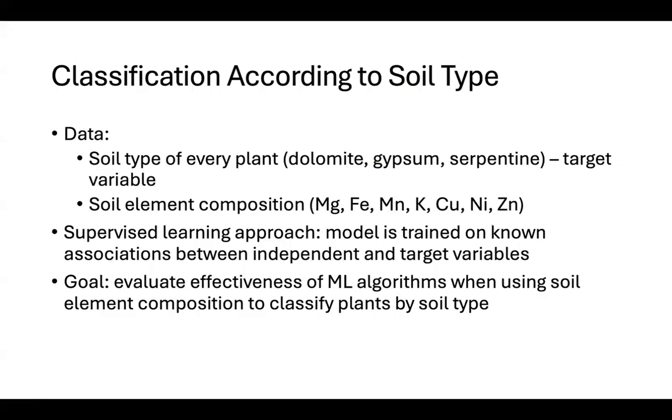For the first step, which focuses on classification according to soil type, the data used was the soil type of every plant, dolomite, gypsum, or serpentine, which was considered the target variable. Also used was data of soil element composition of magnesium, iron, manganese, potassium, copper, nickel, and zinc. This step used a supervised learning approach where the model is trained on known associations between independent and target variables, and the goal of this step was to evaluate the effectiveness of machine learning algorithms when using soil element composition to classify plants by soil type.